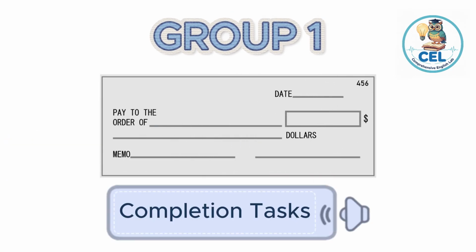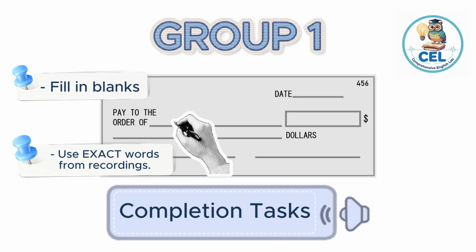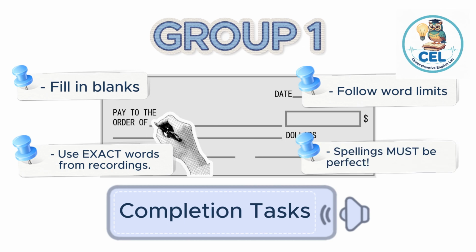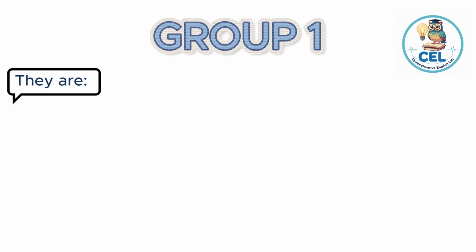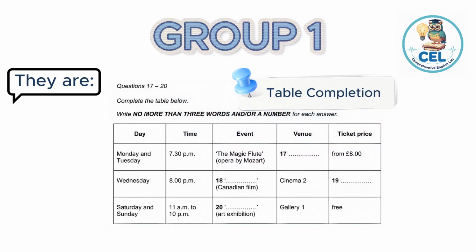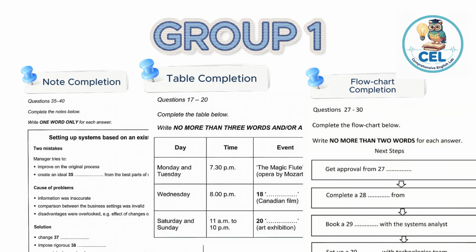Group 1. Completion tasks. Completion tasks ask you to fill in missing words or numbers using exact words from the recording. Follow the word limit, usually no more than 2-3 words and/or a number. Spelling must be perfect. The tasks are notes completion, table completion, flowchart completion. You complete notes, table, or flowcharts with words from the audio.